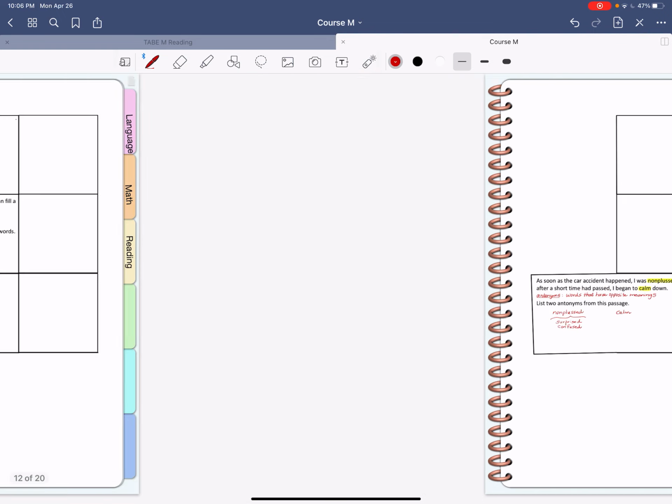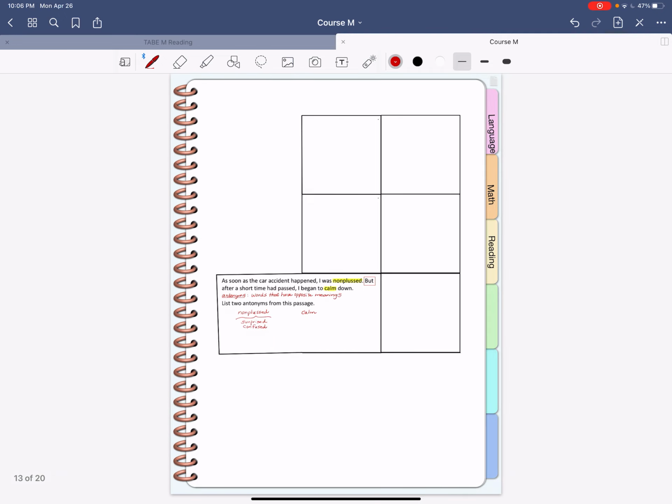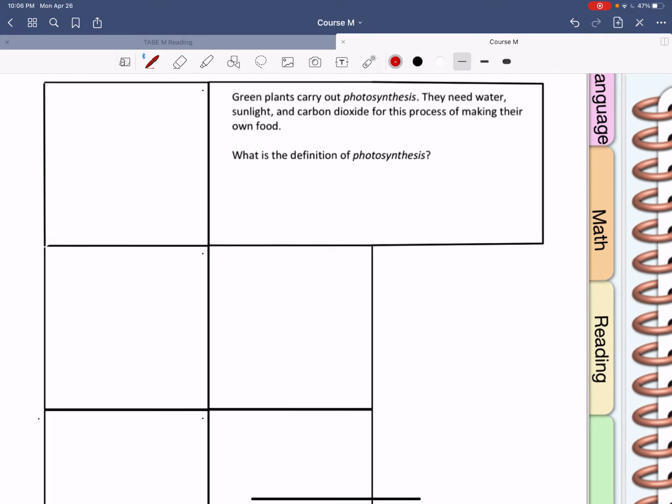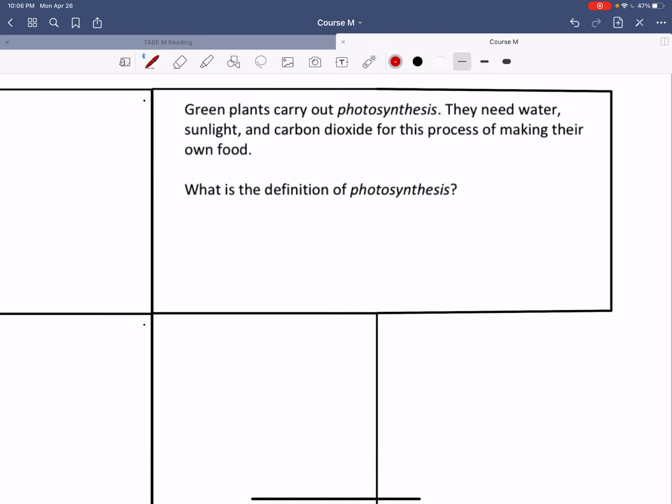Okay, the next one is the red one about definitions. Sometimes the definition of an unknown word is right there in the story. So let's see if we can figure out this one. Green plants carry out photosynthesis. They need water, sunlight, and carbon dioxide for this process of making their own food. So the big science word is photosynthesis.